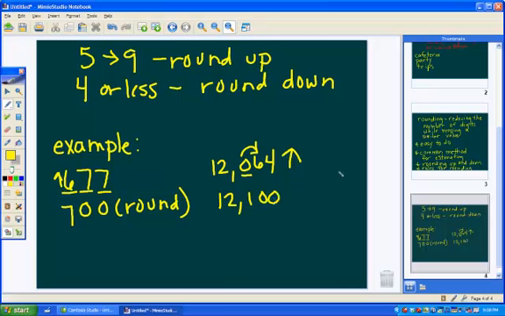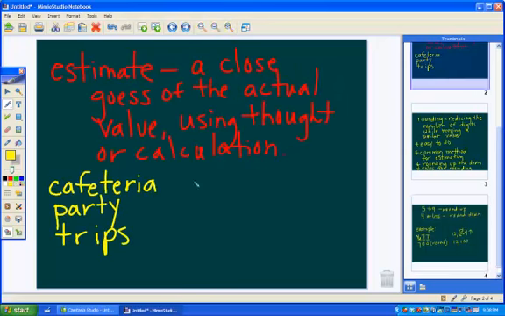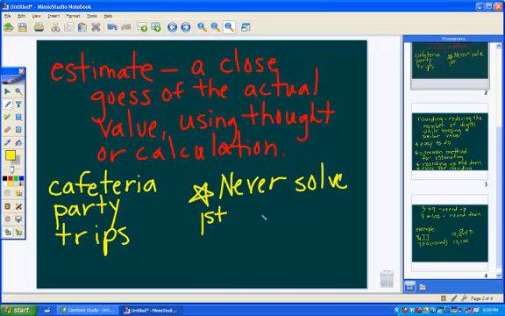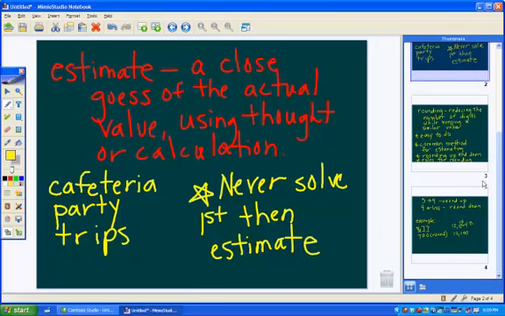The reason why we estimate is to make things easier. The most important thing that you've got to remember about estimation, and I'm going to put this on this page because I have room, is never solve the problem first and then estimate. You always want to estimate before you ever solve. That defeats the whole purpose of estimation. We don't estimate so that we can just get our answer and then round. We estimate so that we don't have to go through all that hard work of adding big numbers or whatever. We can just round up or round down and make things easy in our head.